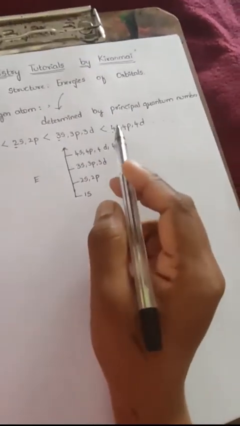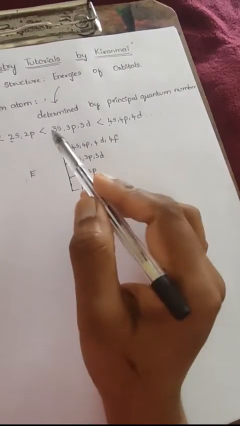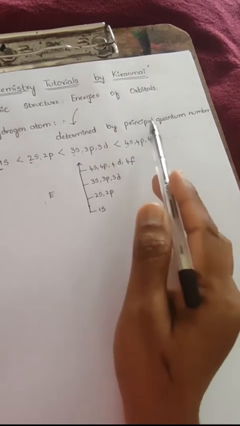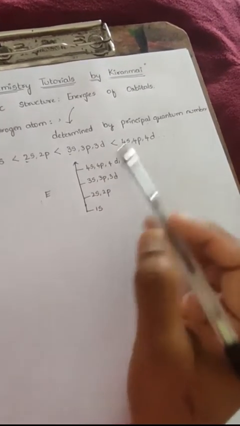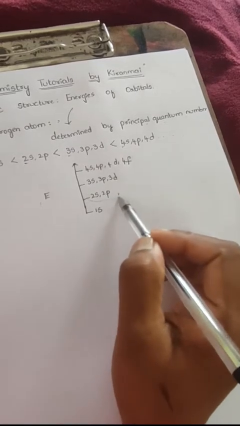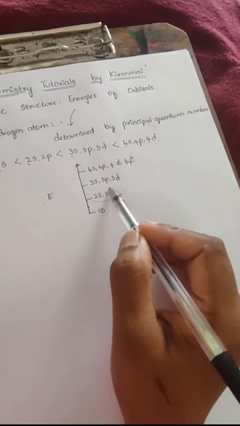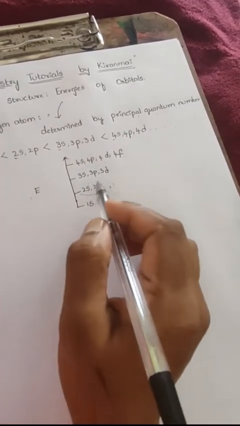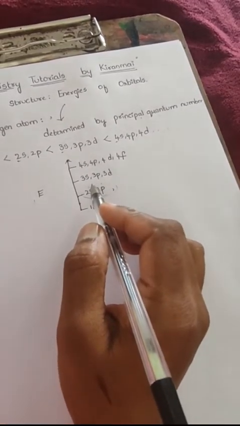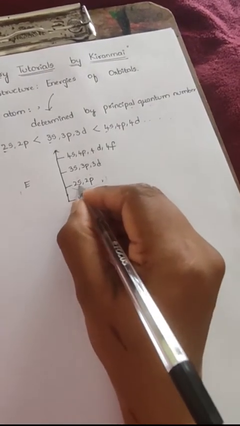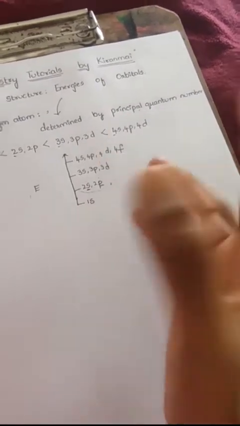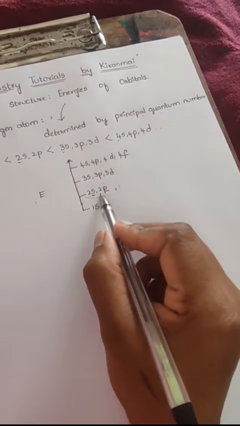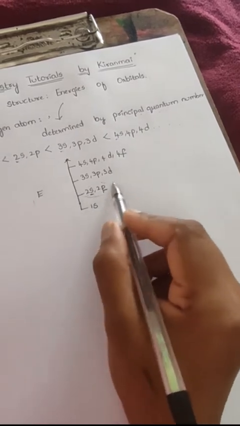So these orbitals will have different energies depending upon the principal quantum number. Though 2s orbital and 2p orbitals have different shapes, they have the same principal quantum number, and in hydrogen atom they also have the same energy.